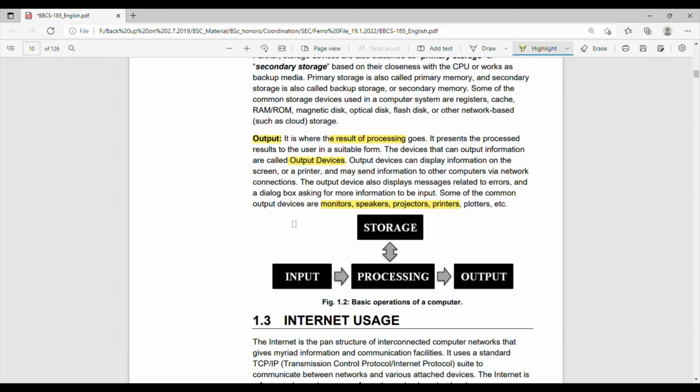If you see the basic flow of information inside the computer, it is input, then processing, then after processing you get an output. At the same time, if you want to store this result, you can store it. That's why it is input, processing, output, and in addition to that, you can store the result also. This is the first section of this chapter.